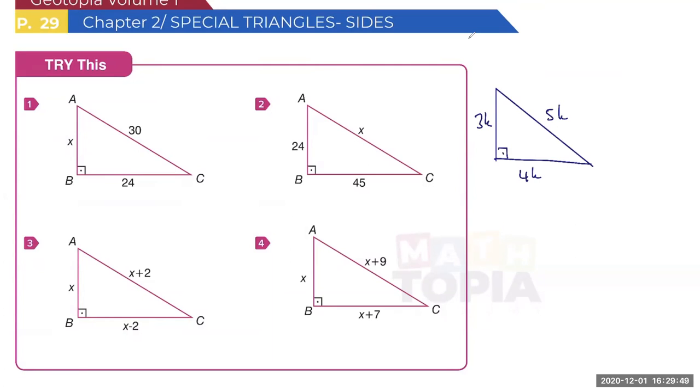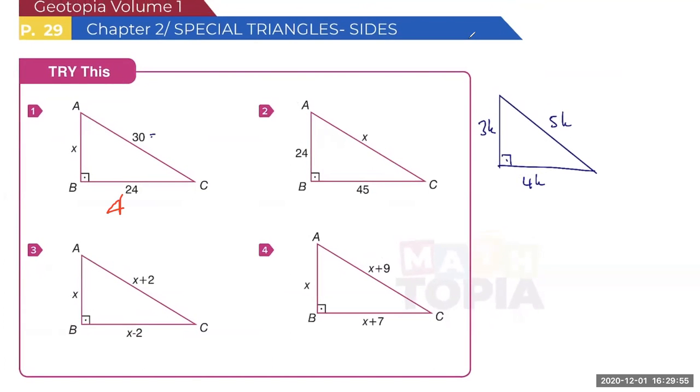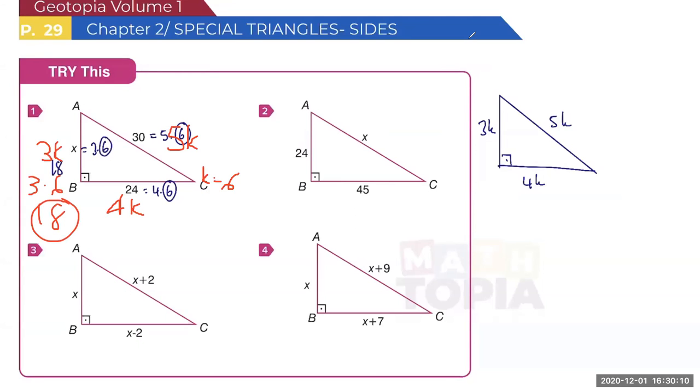Well, we know two of the sides already. We know 24 and 30. If we label those as 4K and 5K, we see that K is equal to 6. This is 5 times 6, this is 4 times 6. This means that this must be 3K, 3 times 6, and that's 18. It's correct. We got that one.